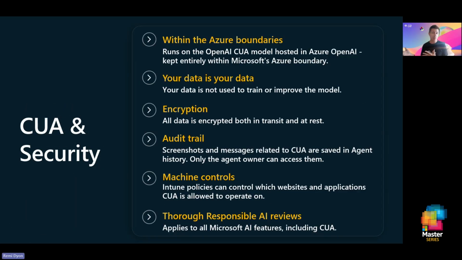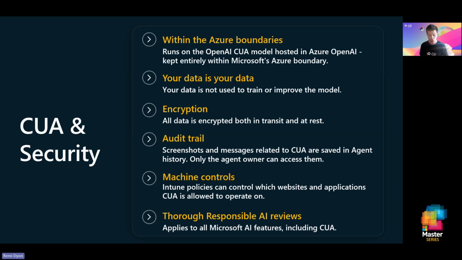CUA follows the same boundaries as the rest of the Power Platform. So it will run within your Azure boundaries. And if we use a vision model, it's running inside your tenant, and we run an OpenAI model at the moment. Your data is your data. We don't use it to train the model or improve the model. All the data is encrypted, both in transit and at rest. You have audit capability, so you'll have the screenshot of everything that is happening behind the scenes.